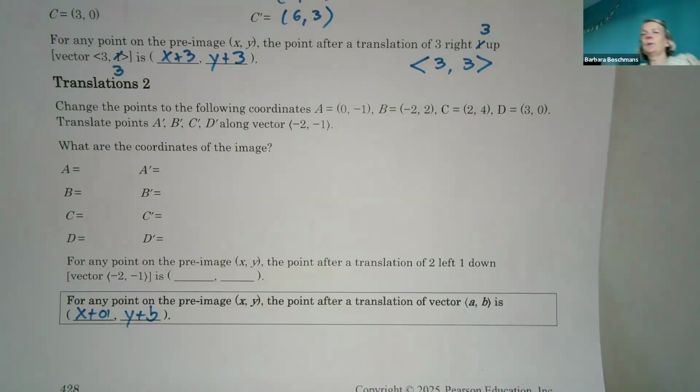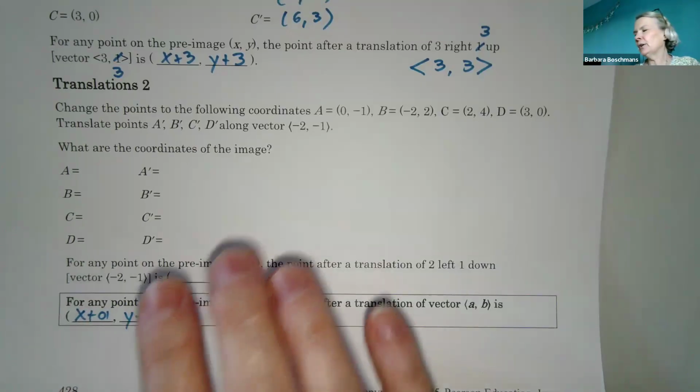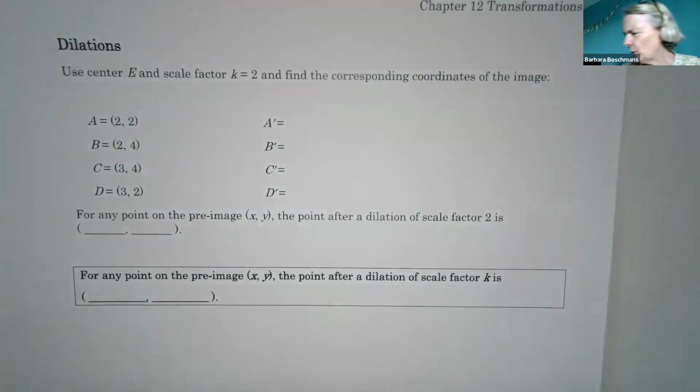When we had reflections, we said we would only look at the x-axis, the y-axis, y equals x, and y equals negative x as lines of reflection. When we had rotations, we looked at 90, 180, and 270 degrees. When we do translations, we can look at any number. We can generalize this for any number. There's going to be one more, and that's our last one, which is our dilation. So again, I will meet you over in GeoGebra.